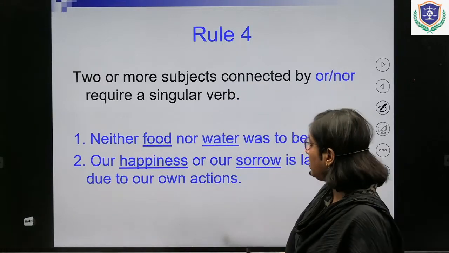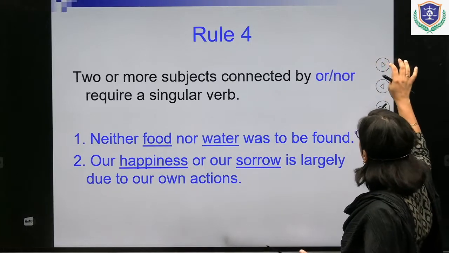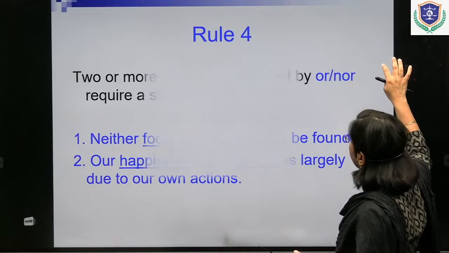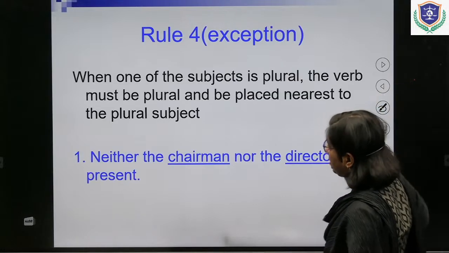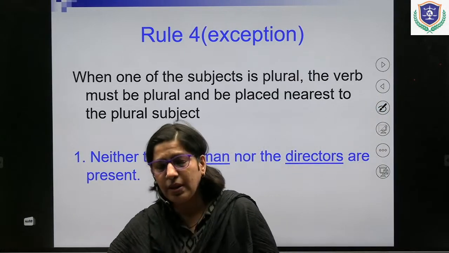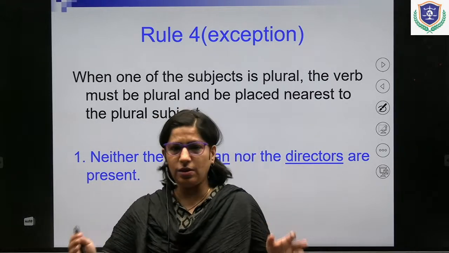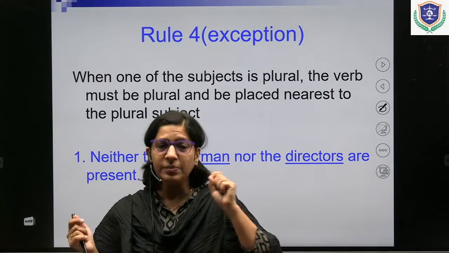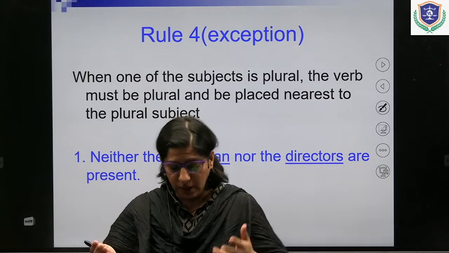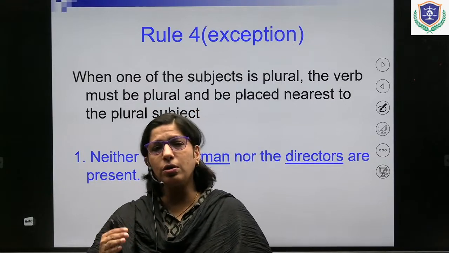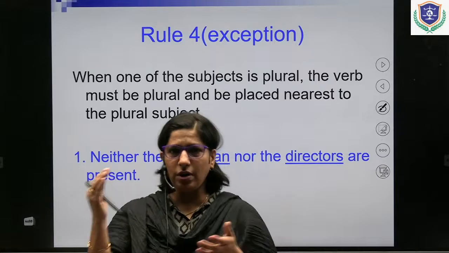Neither nor, either or, they are actually singularizing our subjects, and so we are using only a singular verb. Okay, but here there is something which is an exception. Now when we have two subjects which are singular joined with neither nor, either or, then we are using a singular verb, meaning gold or silver. So neither gold nor silver has fallen in price, meaning neither gold has fallen nor silver has fallen.